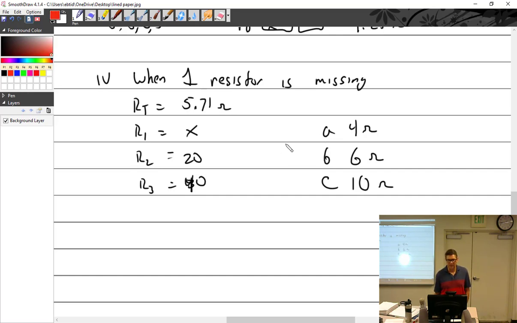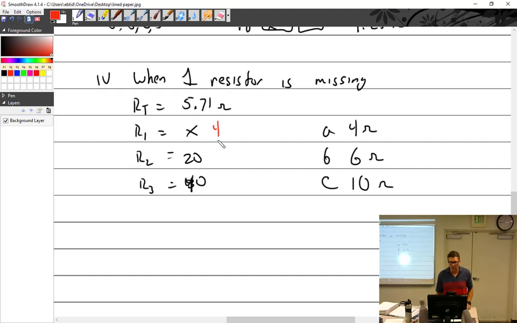It's not 6 or 10. The total has to be less than the smallest one. So which one can I eliminate? 6 and 10? No. Oh, it has to be lower than 4. 5 has to be. All right. The total has to be less than all the rest, so 4 has to be eliminated. That's the answer. So 4 has to be less, right? Because our total is smaller than the smallest.